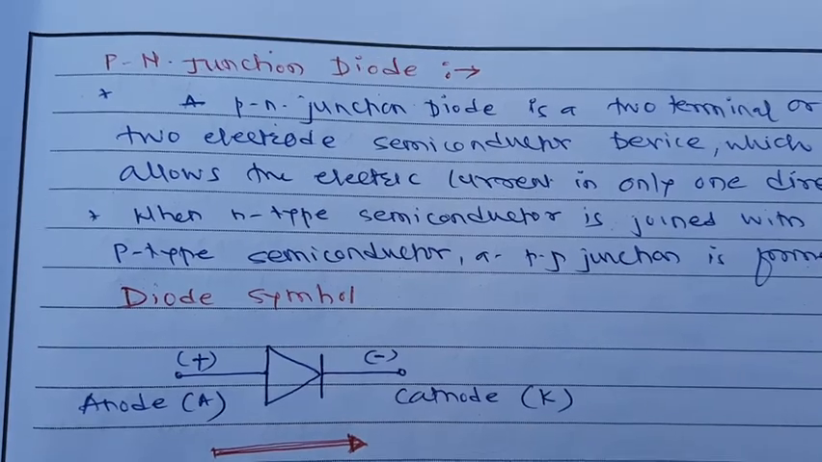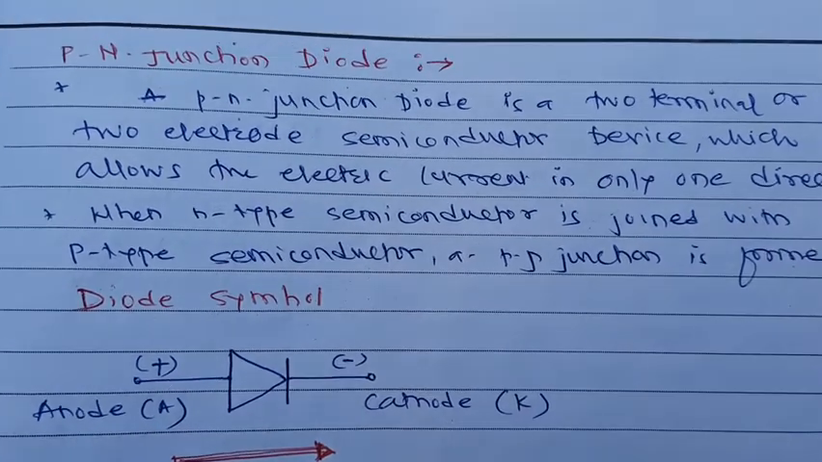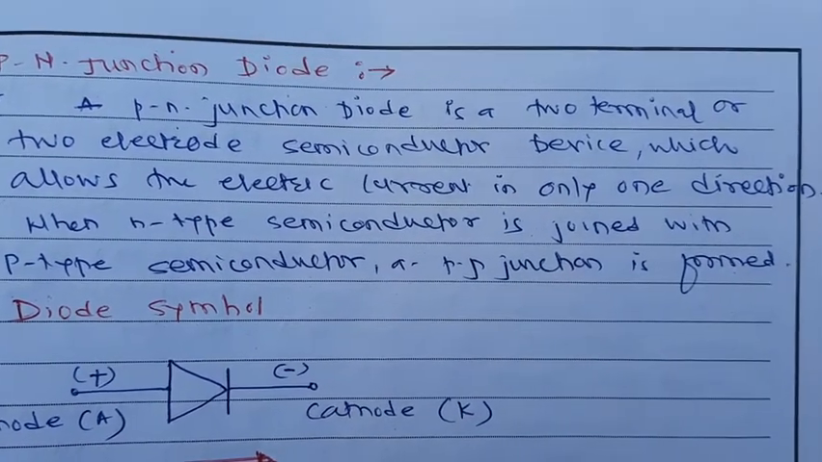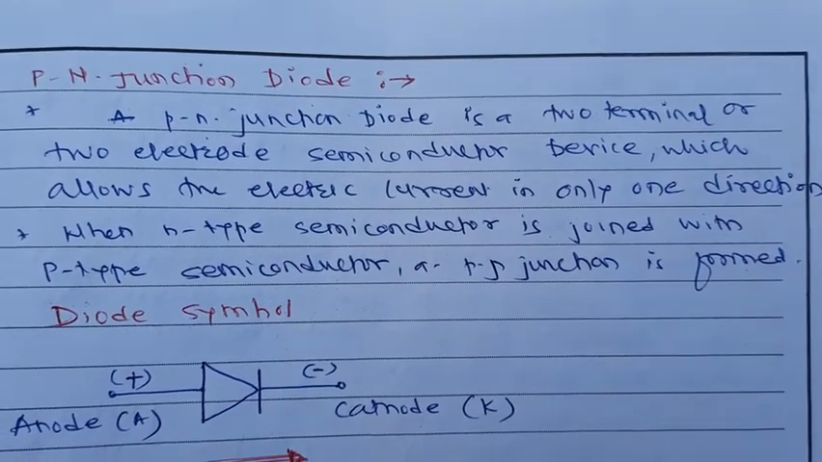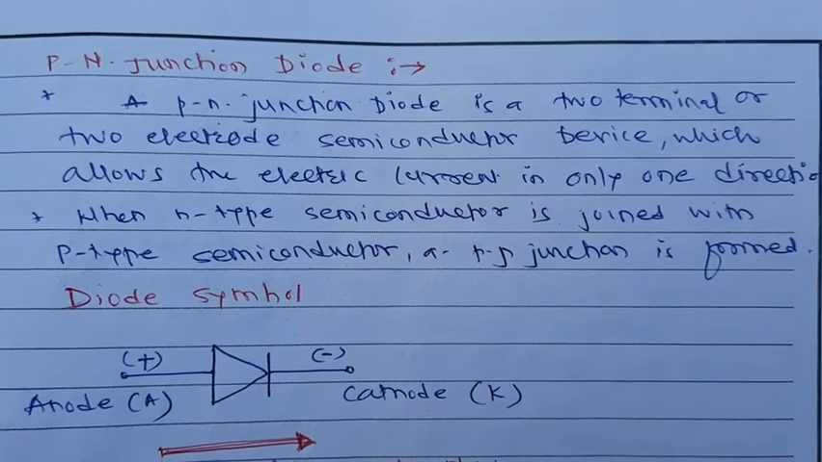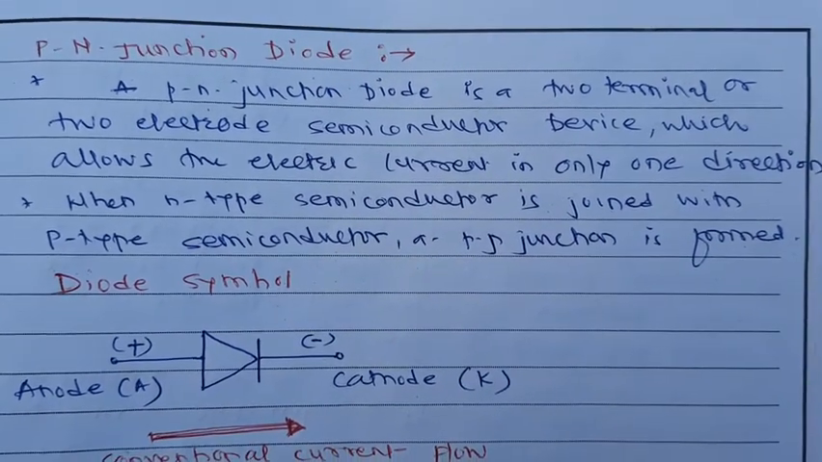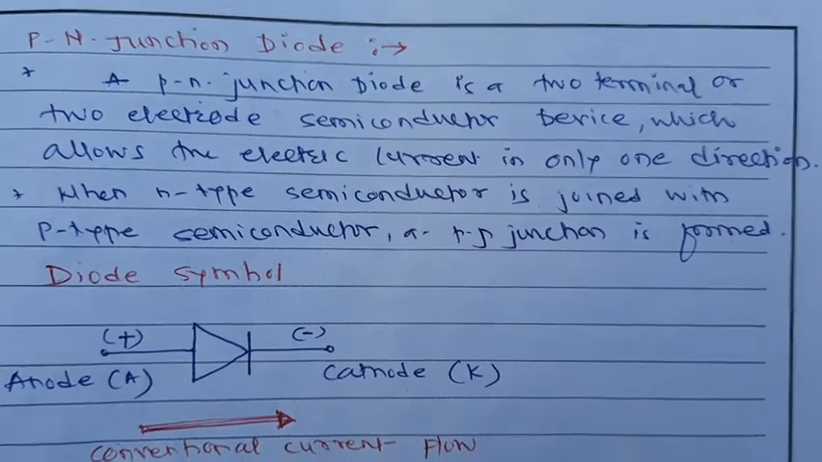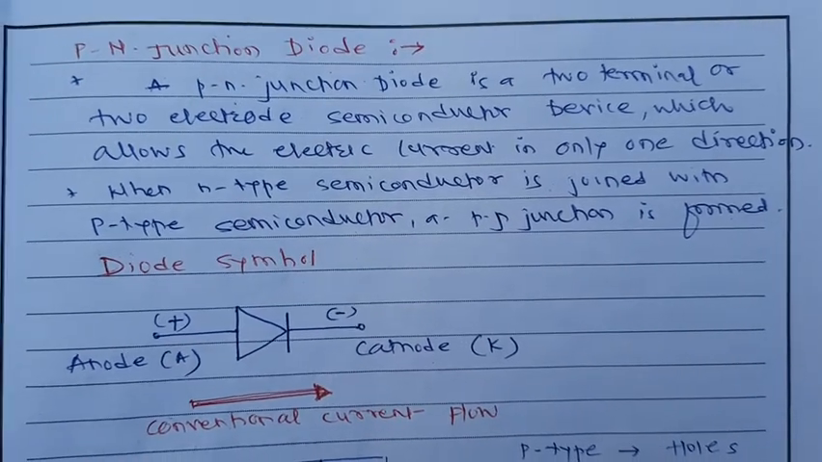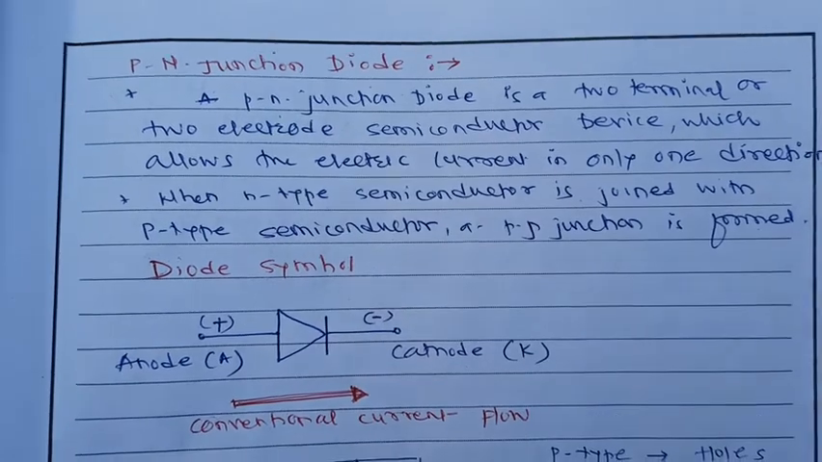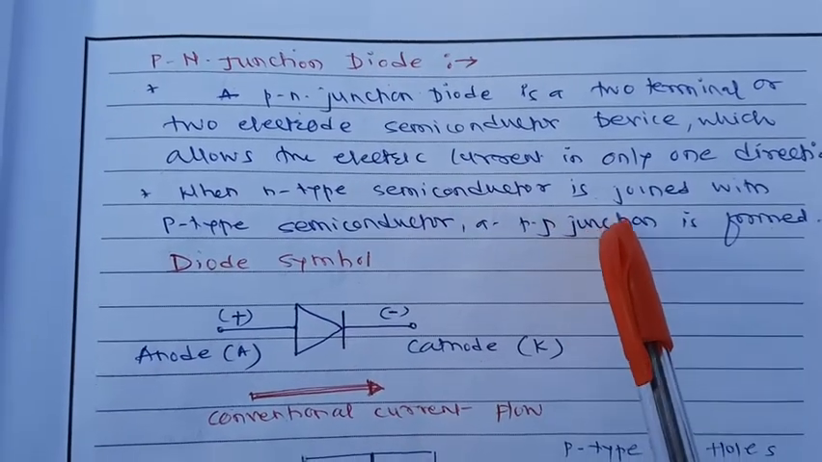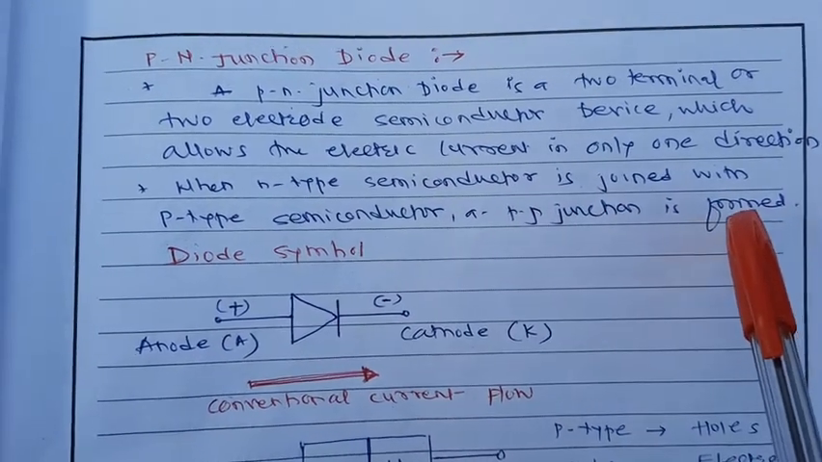Let us see the definition of a PN junction diode. A PN junction diode is a two-terminal or two-electrode semiconductor device which allows the electric current in only one direction. When an n-type semiconductor is joined with a p-type semiconductor, a PN junction is formed.